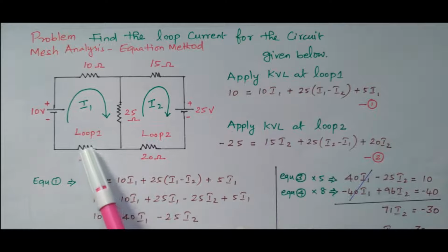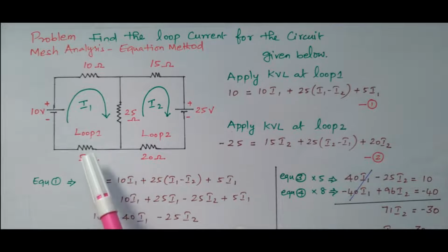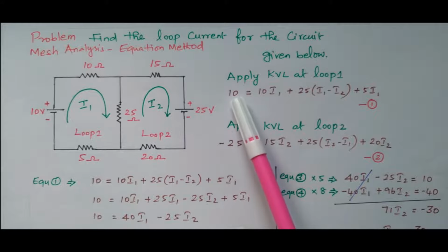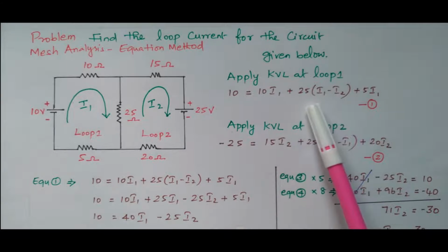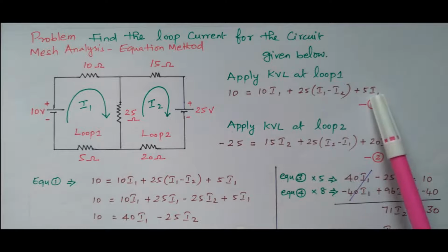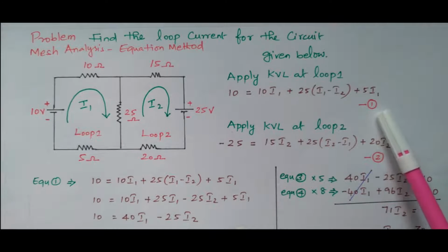Then what is the potential drop across the 5 ohm? Only I1 is flowing, so I1 into 5, that is 5 into I1. So this is the potential rise. This is the potential drop across 10 ohm, potential drop across 25 ohm, and potential drop across 5 ohm. So this is equation number 1. We'll simplify this equation later. First we'll take it as equation number 1.